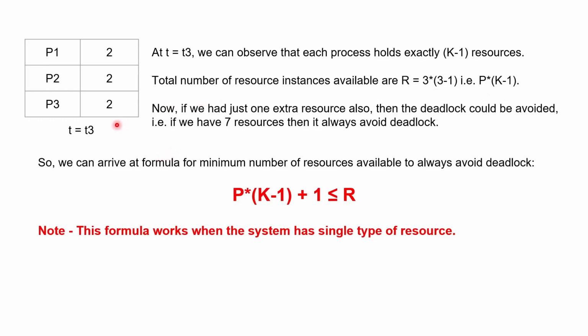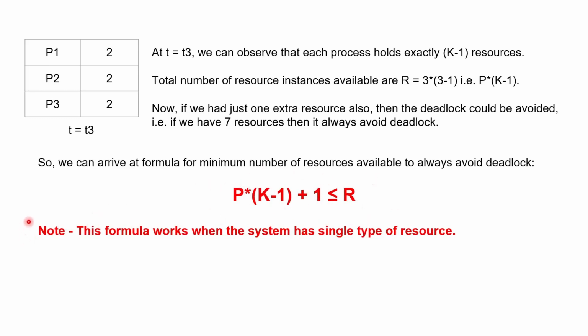Now if we just add 1 more resource to this system, then the deadlock would have been avoided. That is, if we had 7 resources, then whatever the scenario may be, this deadlock would always have been avoided. So we can easily arrive at the formula for the minimum number of resources available to always avoid deadlock: p into k-1 plus 1 is less than or equal to r. By investigating time instance t3, we observe that if p into k-1 resources are already granted, and we add just 1 more resource, then we can always avoid the deadlock.